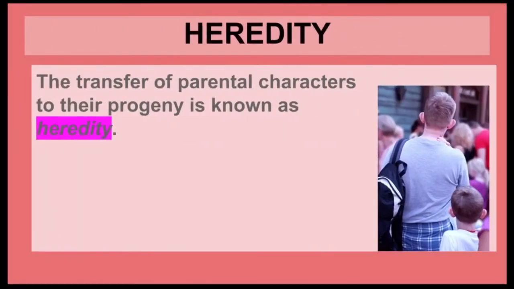So the first term is heredity itself. It means the transfer of parental characters to their progeny. As you can see over here, father and son. If you see their earlobes, you will find that the structure of the earlobe is similar. Similarly, we see that our characters resemble the parents' characters. So this phenomenon is called heredity.